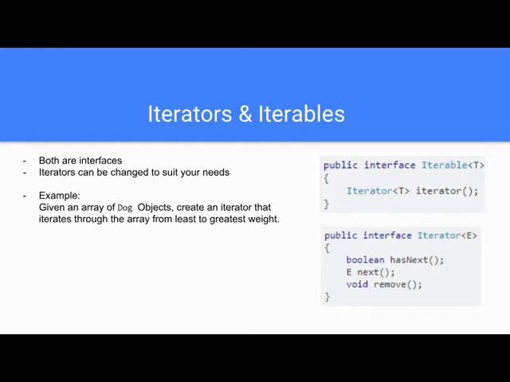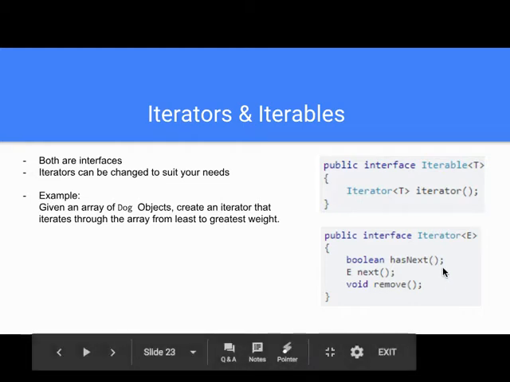Okay, yes, last question. For an iterator, if you go through next, so let's say you iterate through the entire array, then you can't call next again. Yeah, so the way iterators work is that you always call hasNext before you call next. And if hasNext returns false, then there's nothing else in your array.